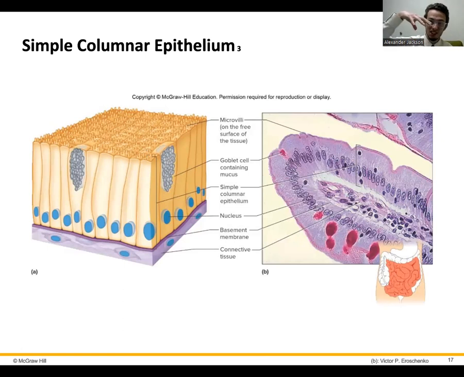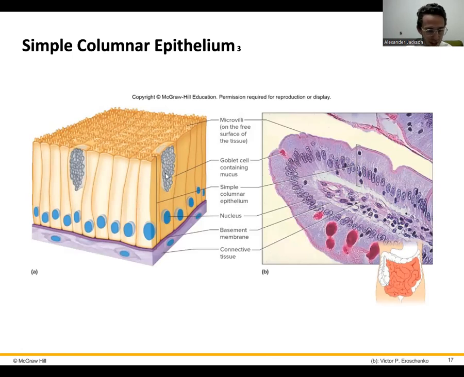One, they need to have space inside the cell for secretion. So let me give you the example of your intestines. In your intestines, you've got these cells that are basically producing mucus, a lot of mucus to protect the lining of your intestines. So they've got to have some room to do that. However, they also need to absorb nutrients.